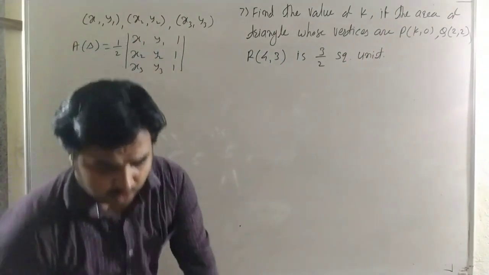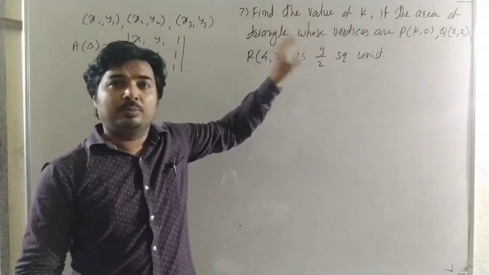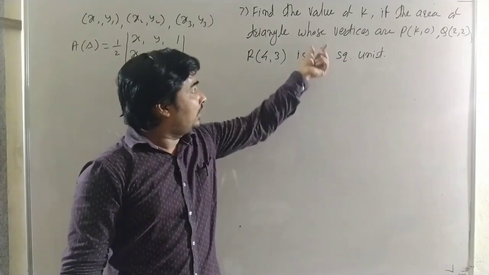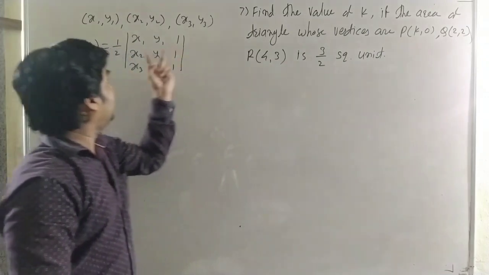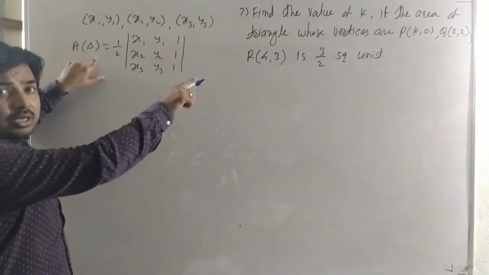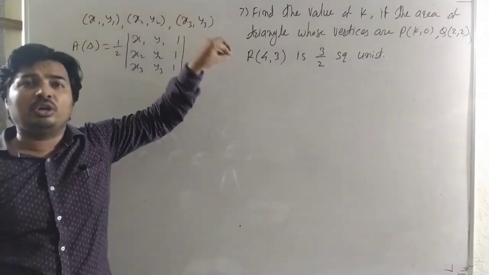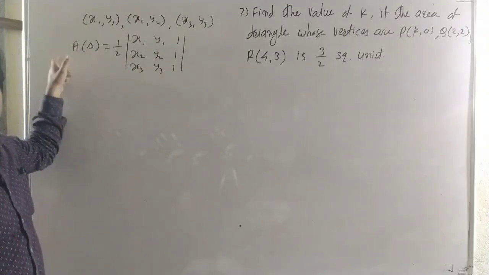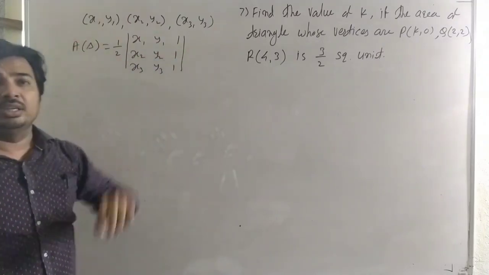Here we want to find the coordinate and the area is given. The area of the triangle is 3 by 2, but the value of the determinant may be positive or negative. So we can take the value of the area of the triangle as plus or minus 3 by 2, and then we want to find the value of K.